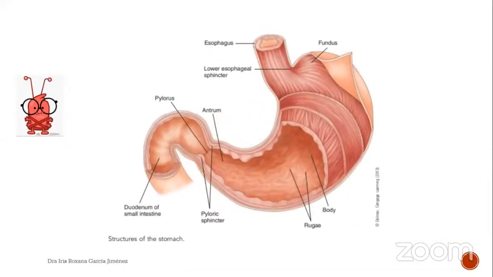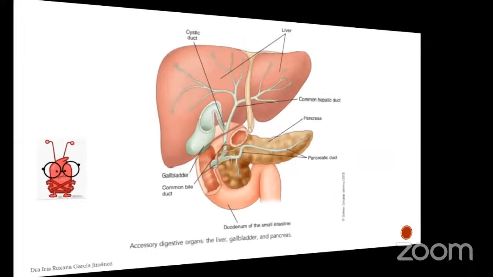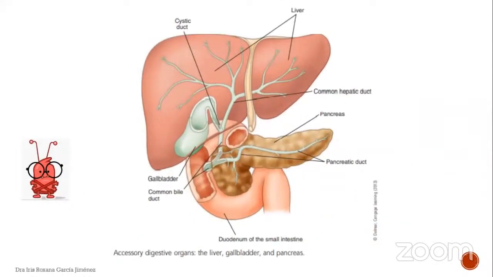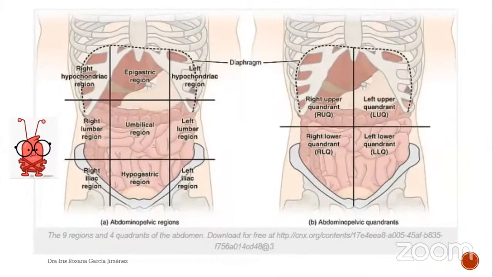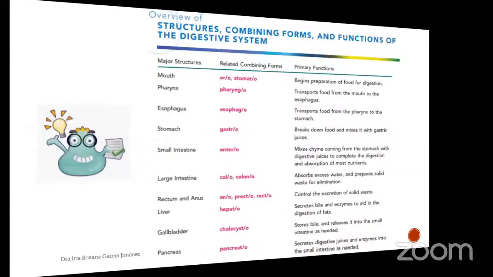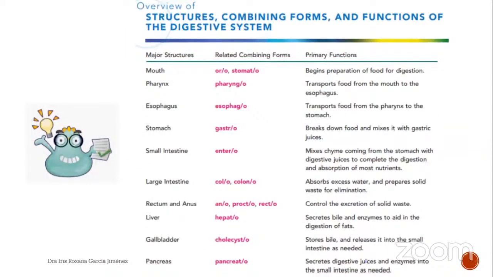Again, the stomach with detail, I mean, these structures are so important to evaluate. Then we get the accessory digestive organs in order to make the complement of the system. Then we have the abdomen with its divisions, making the European and the American divisions of this. So, extra information. And now we get the structures and combining forms, okay? Let me call someone.